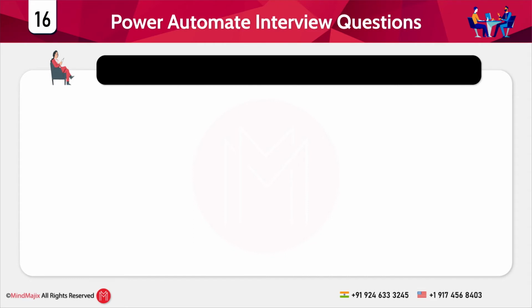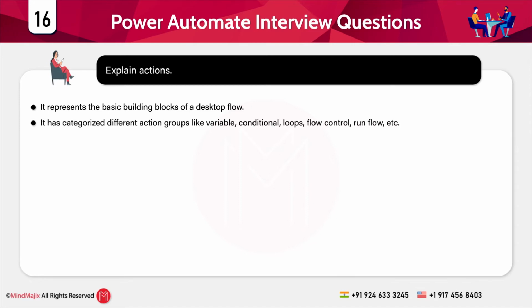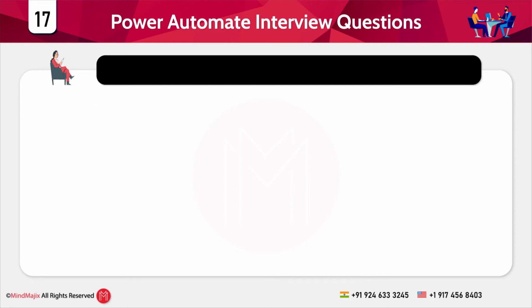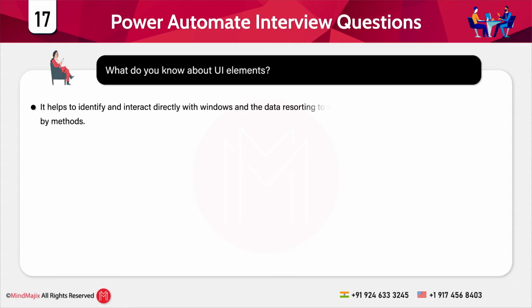The next question is, explain actions. Okay, so actions represent the basic building blocks of a desktop flow. It has categorized different action groups like variables, conditions, loops, flow controls, run flow, and so on. The next question is, what do you know about UI elements? UI elements help to identify and interact directly with windows and the data, resorting to the particular images that are recognized by the methods.